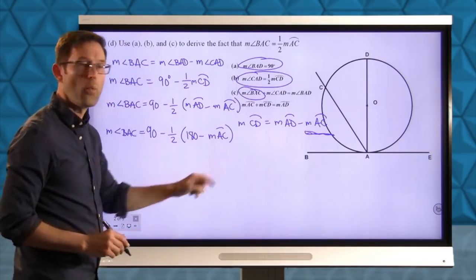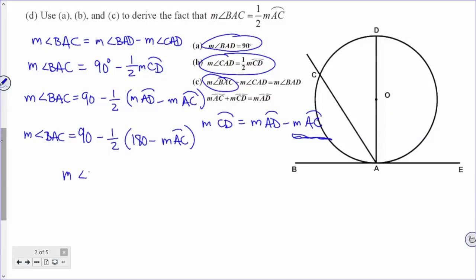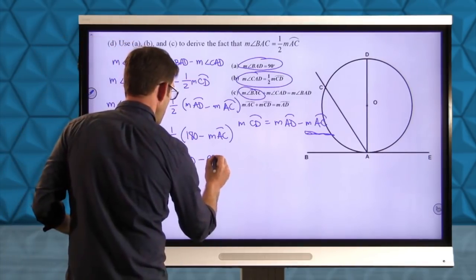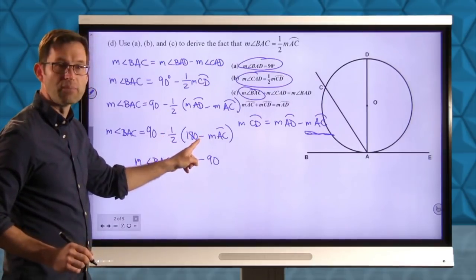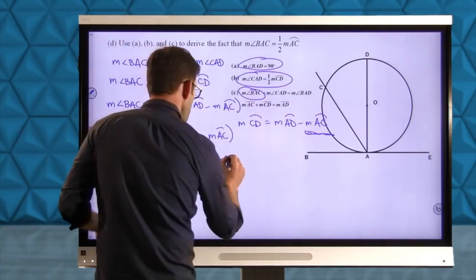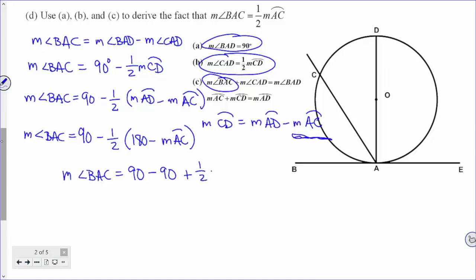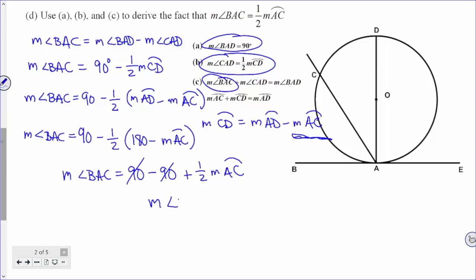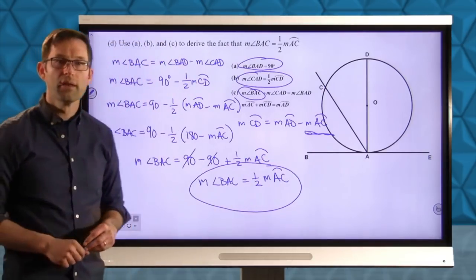I'm now going to distribute the 1/2, and I'm going to get the measure of angle BAC is 90 minus 1/2 times 180, which is 90, minus 1/2 times minus the measure of AC, which is going to be positive 1/2 the measure of arc AC. And now what happens? The 90s cancel, and the measure of angle BAC is 1/2 the measure of arc AC. And there it is. That's what I needed.